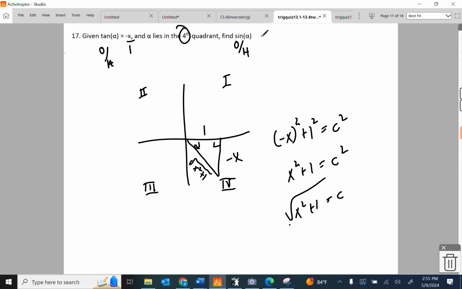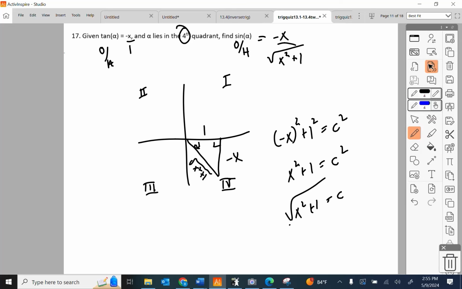And I'm going to do the sine ratio, which is opposite over hypotenuse, negative x over that ugly looking thing. And that's how hard this problem is. It is easy peasy Japanesey. Moving forward with my life, don't know about yours. There she is.